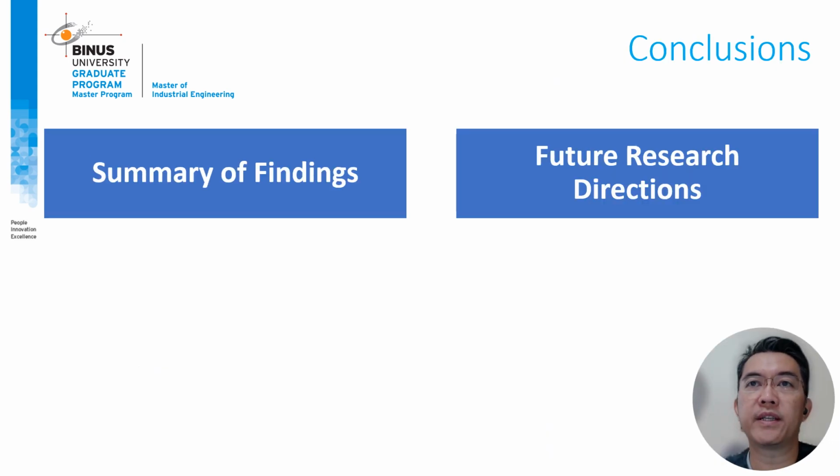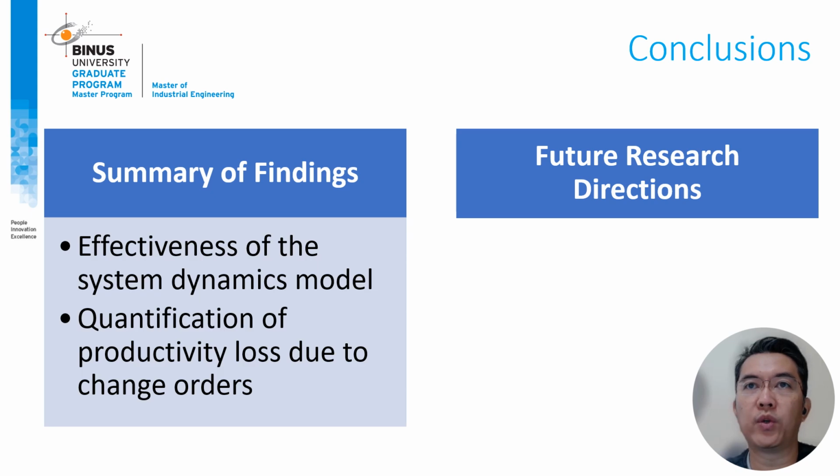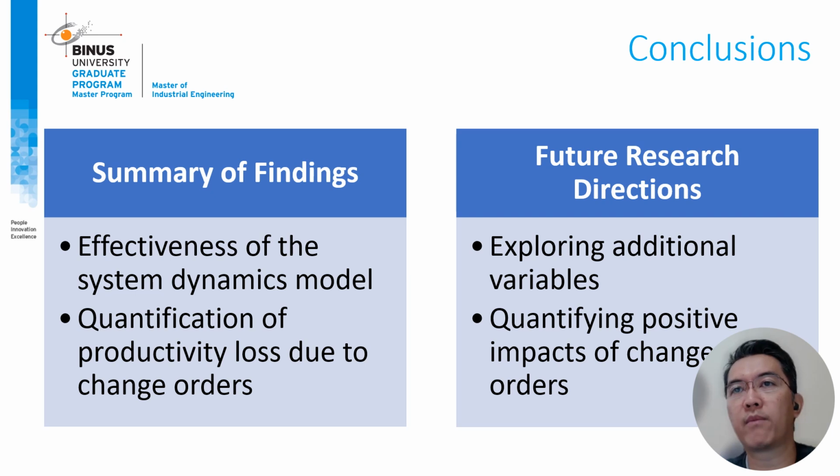In conclusion, the system dynamics model developed in the study provides a robust tool for quantifying the impact of change orders on labor productivity. It helps contractors and project managers make informed decisions to mitigate productivity loss. Future research should focus on exploring more variables such as weather conditions, labor skill level, and technological advancement, and quantifying the positive impacts of change orders.